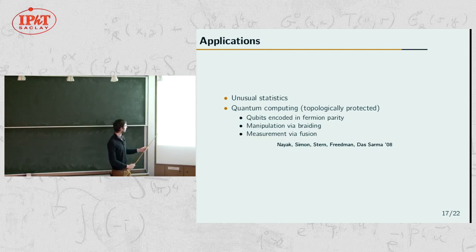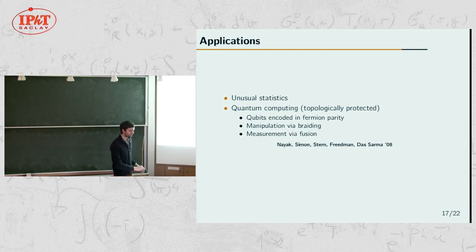And you can use them to do quantum computing, because your qubit can be encoded in the parity, 1 and -1. You can switch the parity by braiding, by exchange, because that's how you change the state. And you can measure by fusion, by putting the two of them together. And that's one of the reasons for the excitement around these objects.